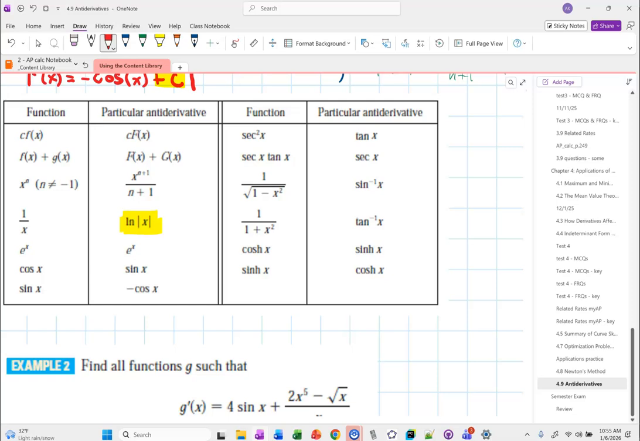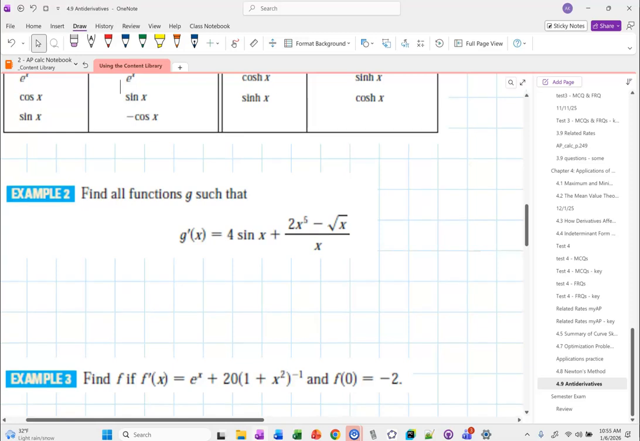Okay. Let's do another example. You're like, woof, Mr. Kulik, this is getting complicated.